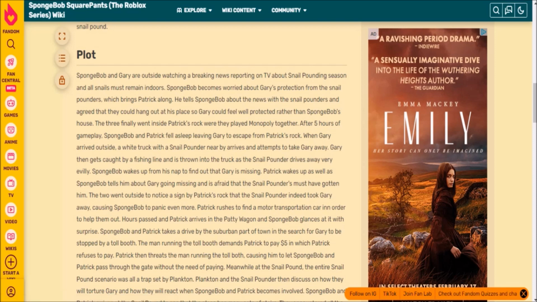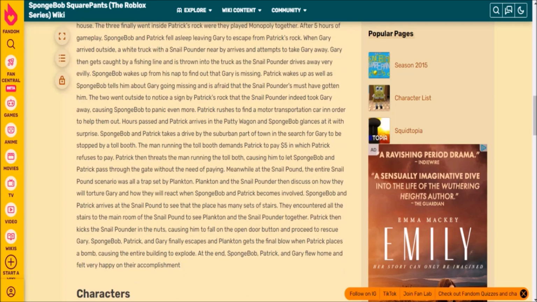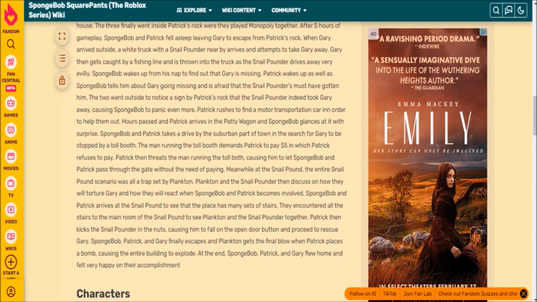SpongeBob tells him about Gary going missing and is afraid that the snail pounders must have gotten him. The two went outside to notice a sign by Patrick's rock showing that the snail pounder indeed took Gary away, causing SpongeBob to panic even more. Patrick rushes to find a motor transportation car in order to help them out. Hours pass and Patrick arrives in the paddy wagon, and SpongeBob glances at it in surprise.